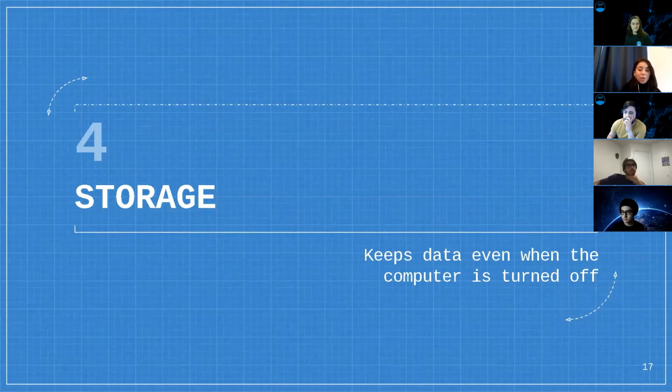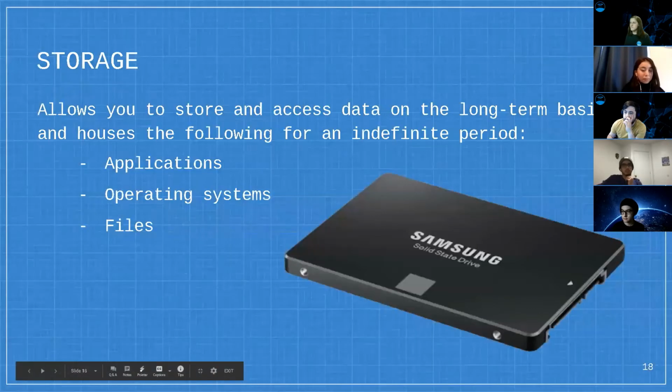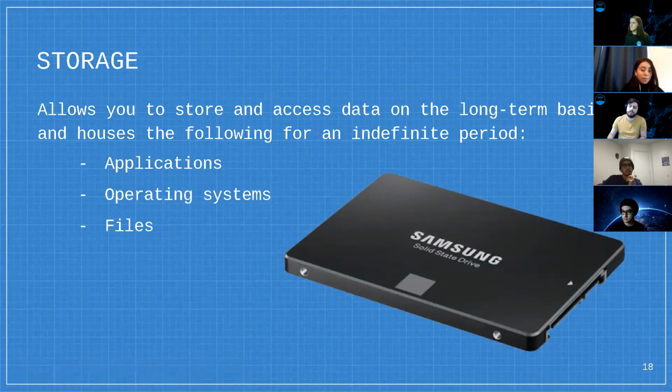The next component that I want to talk about is storage, which is non-volatile memory that is retained when your computer is shut off. Storage components are used by your computer to hold bulk data until it is necessary to use, and it will store it for an indefinite period. Some examples that get stored in your storage are applications, the operating system, and files.